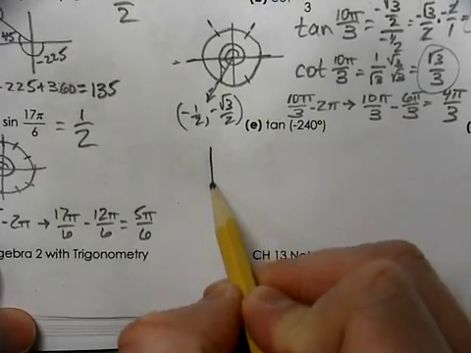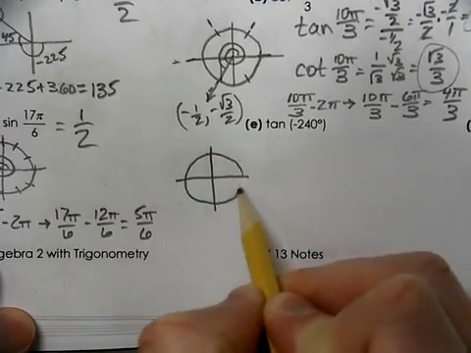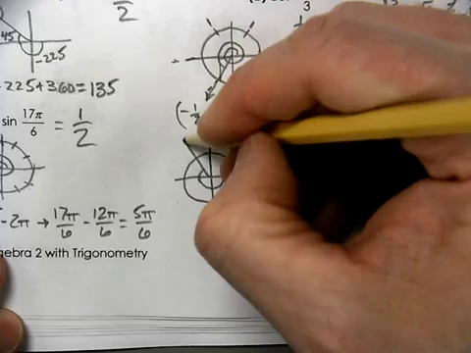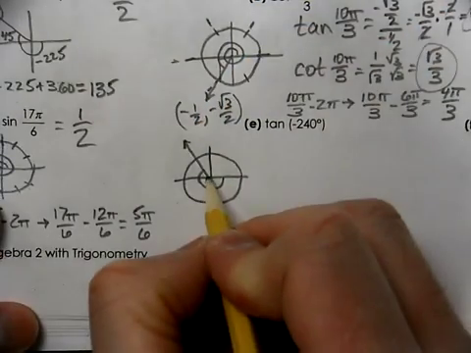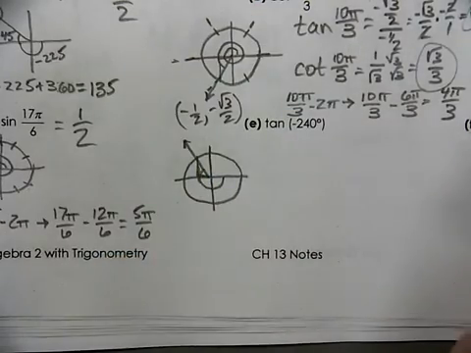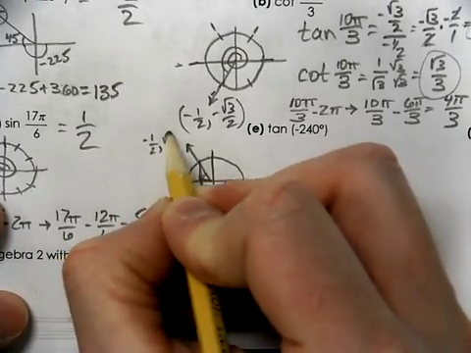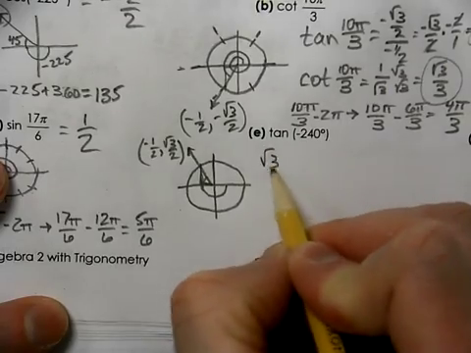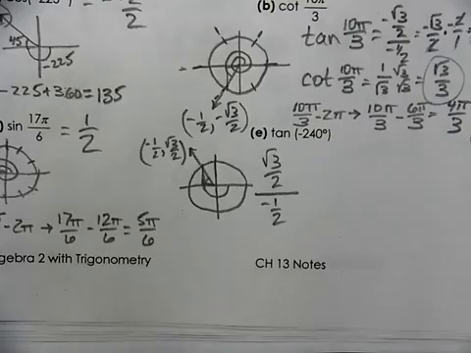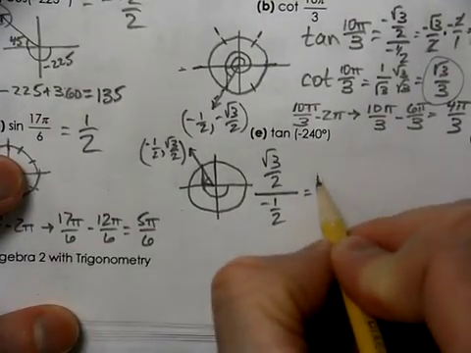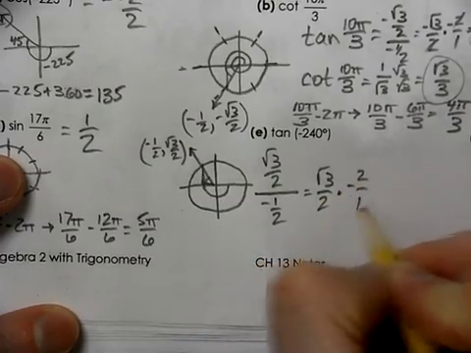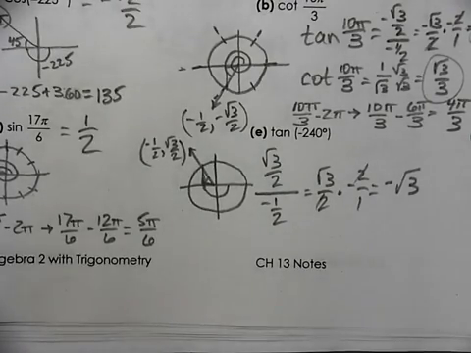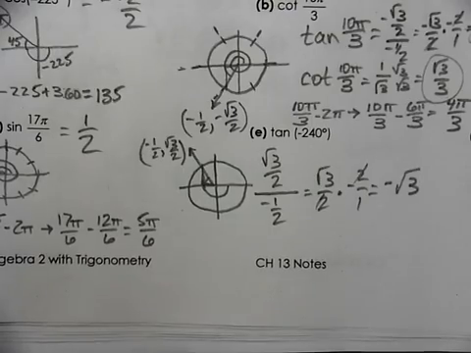Tangent of negative 240. There's our negative 180, negative 240. So we're over a short way and up a long way. So that tells us it's negative a half, root 3 over 2. The tangent is going to be root 3 over 2, which is the y value, divided by the x value, sine over cosine. Multiply by the reciprocal, and we get negative root 3. Remember, that's in the second quadrant, so tangent is going to be negative. That makes sense.